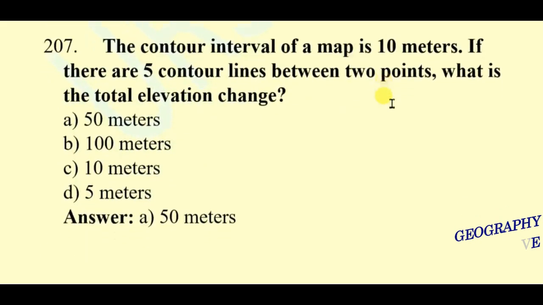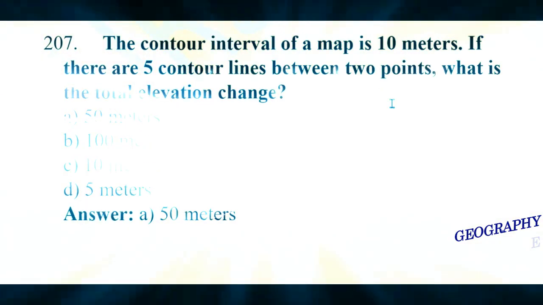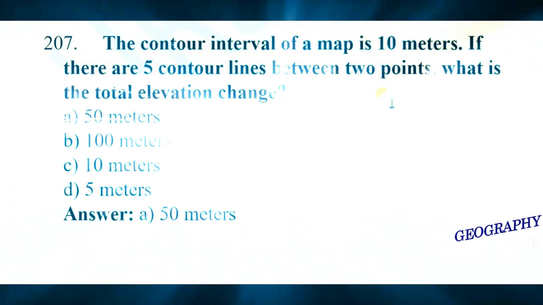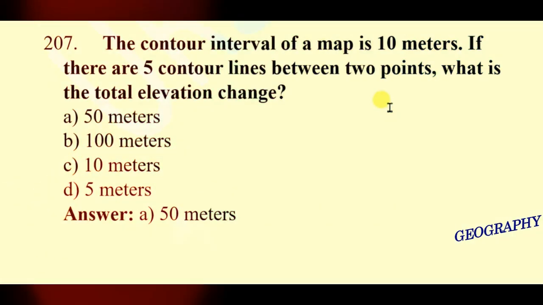Question 207. The contour interval of a map is 10 meters. If there are 5 contour lines between 2 points, what is the total elevation change? 50 meters, 100 meters, 10 meters and 5 meters. Here the right answer will be 50 meters, because the contour interval is 10 meters and there are 5 lines. So 5 multiplied by 10 equals 50. So it will be more than 50 or exactly 50, but not less than 50.